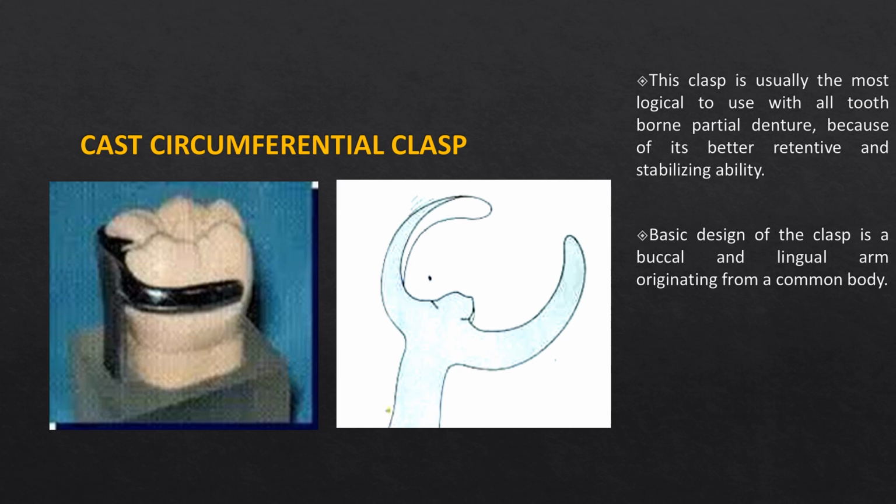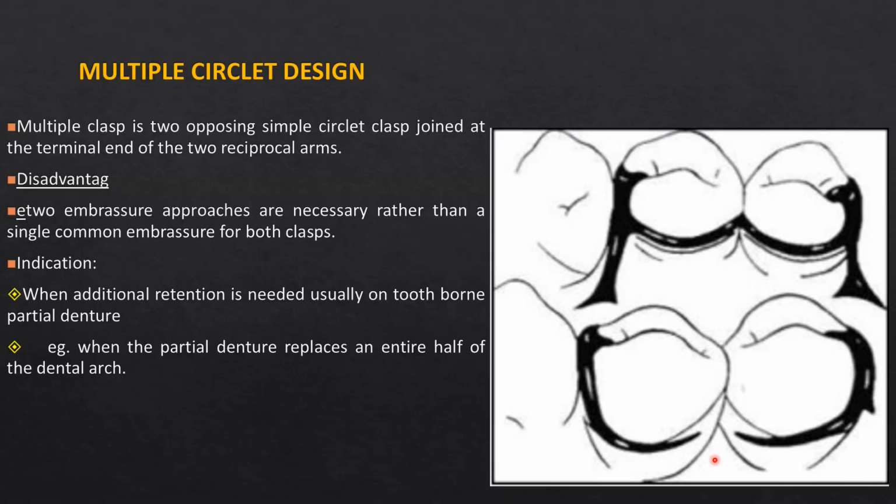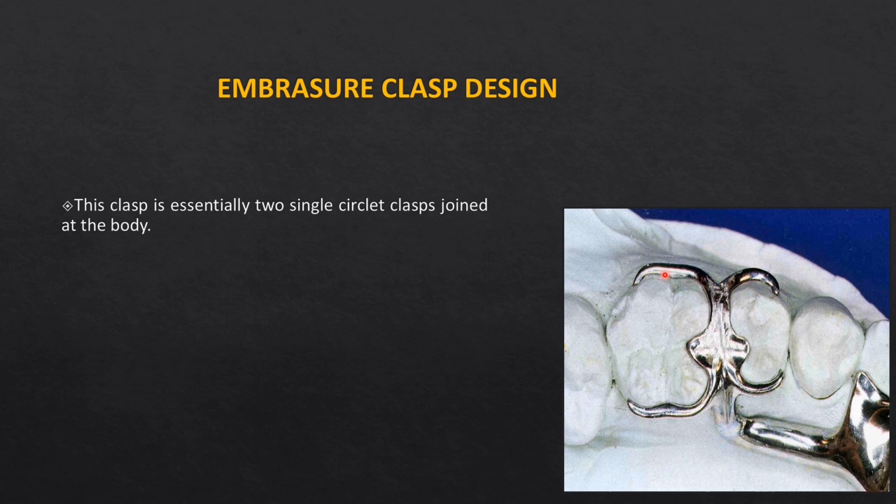So next, this is a simple cast circumferential clasp. It has a shoulder, a body, a rest, a reciprocal arm, and a retentive arm. This is the most basic clasp assembly design, which is used in most of the class 3 and class 4 cases, where the retentive clasp tips are facing towards each other. Whereas in an embracing clasp, the retentive clasp tips are facing away from each other. One is pointed mesially, another is pointed distally.